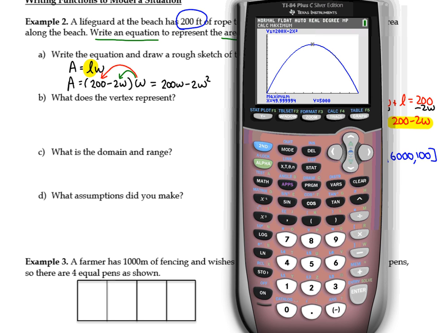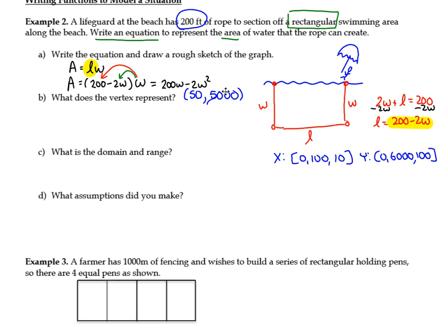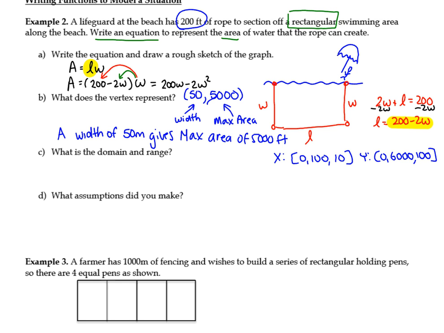Okay, 50 and 5,000. So what did the x variable represent? The width. So a width of 50 meters. And what did the y variable represent? Max area. Because this is the vertex, right? Gives max area of 5,000 meters squared. Oh, feet. Sorry, feet squared. Feet, not meters. Wrong unit. So used to metric.